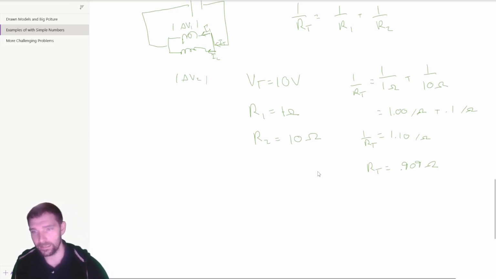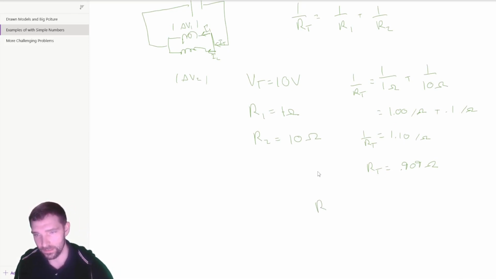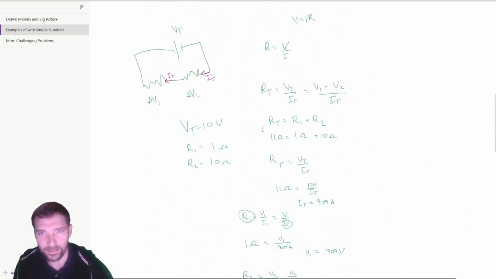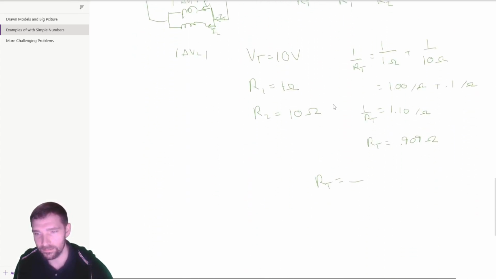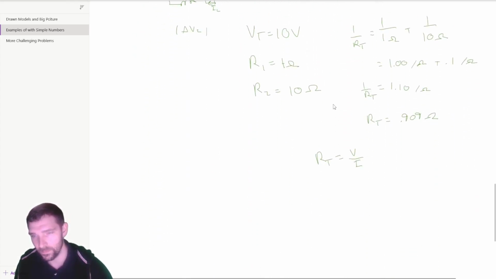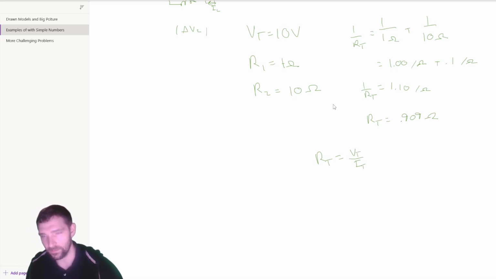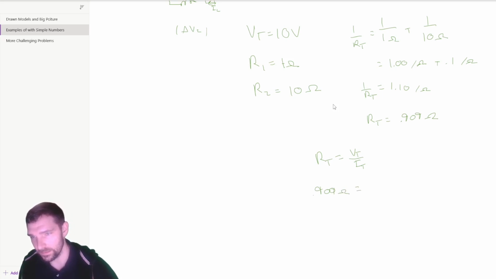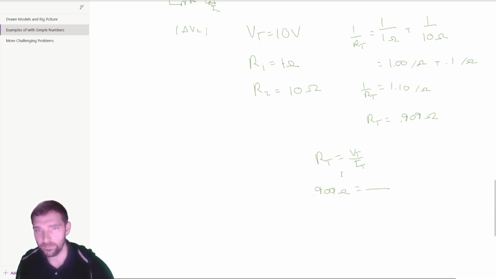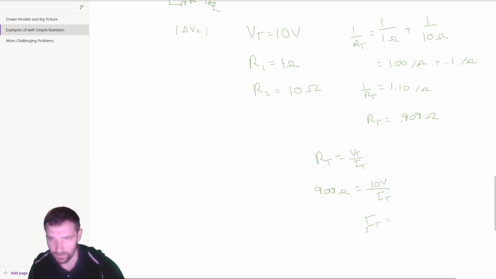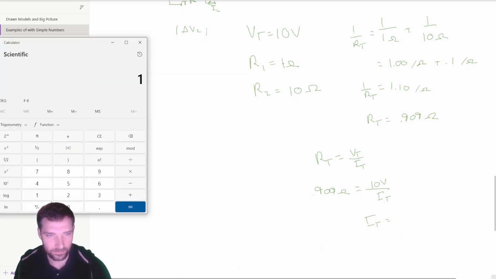And we can then go back into the larger thing. So we've got the resistance total, which is going to be, what do we say? V over I total. So now that we've got that resistance total, we've got the 0.909 ohms is now equal to the total voltage, I think we said was 10 volts, and the IT. So then you can plug that in, and for the IT we've got 10 divided by 0.909.